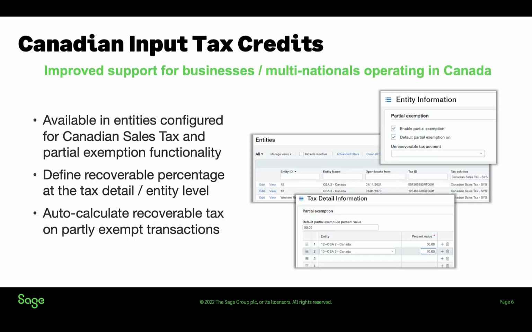2022 Release 3 includes support for Canadian input tax credits to recover GST or HST paid out for goods and services that support commercial activities. Simply set up Canadian entities with Canadian sales tax and partial exemption functionality. Then, in the tax detail screen, define recoverable percentage of paid GST, HST at the tax detail or tax detail entity level. Once this has been set up, as you enter partly exempt transactions, the system will auto-calculate recoverable tax. This capability provides support for Canadian-based businesses and multinational customers with Canadian operations.